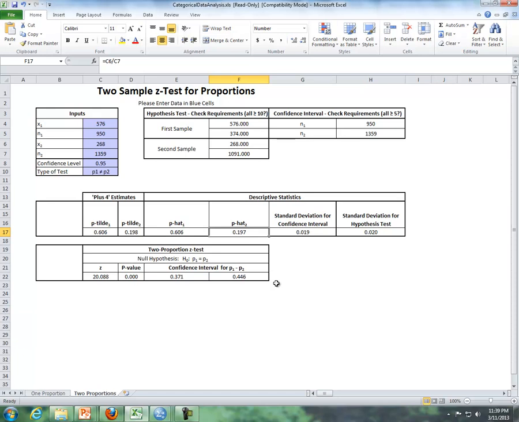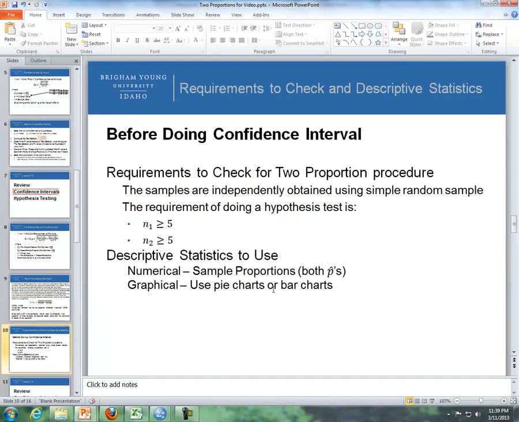The pie charts and the bar graphs I'll cover in part 2 of the presentation. So I'm going to wrap up part 1, and when we get to part 2, we'll cover hypothesis testing, and then we'll wrap it up.